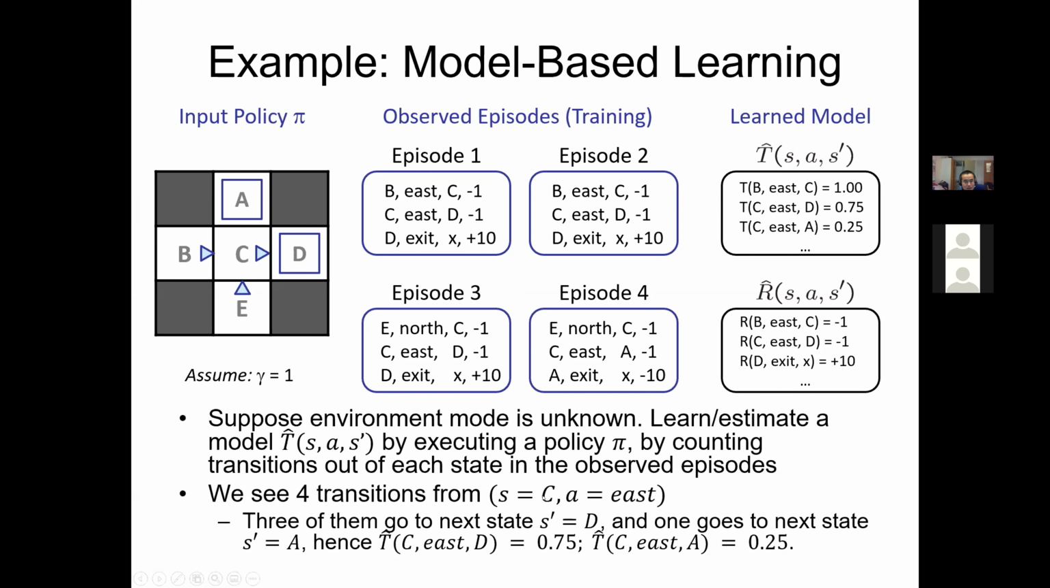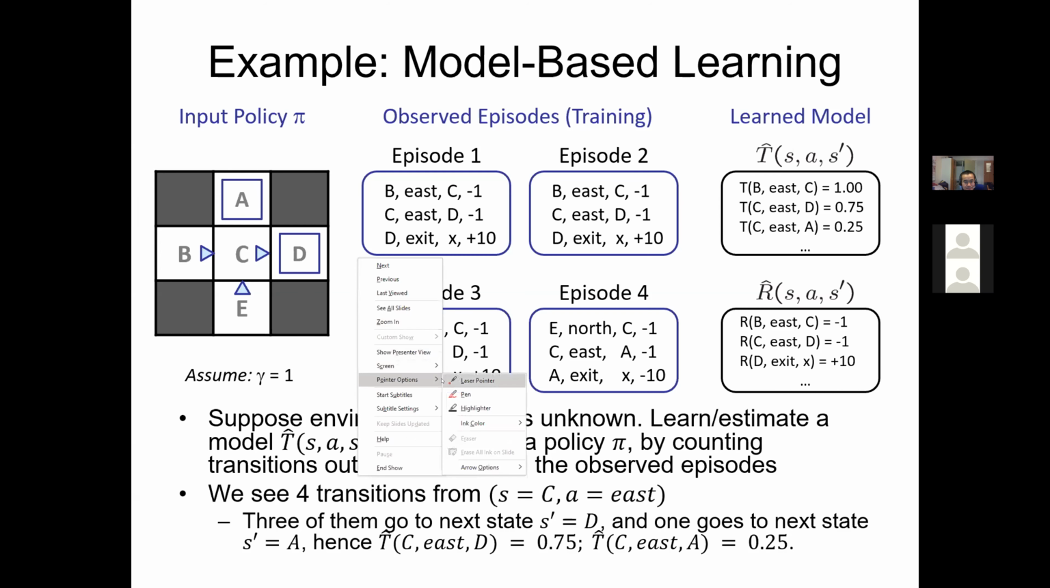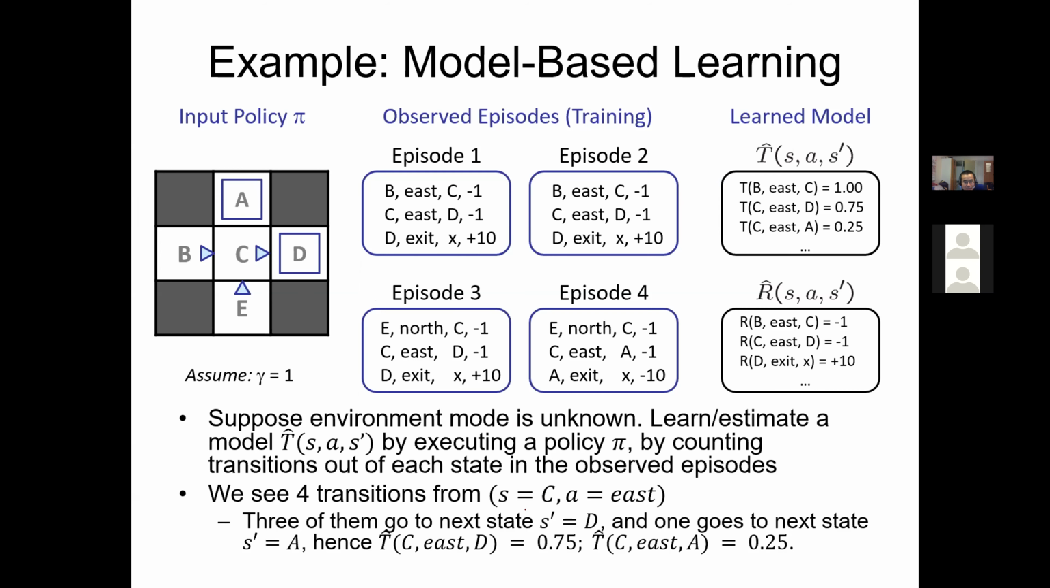So for example, starting from state C, we see 4 transitions, C east to D, C east to D, and so on. 3 of those go to D, and 1 goes to A. So we can estimate the probability of transitioning from C to D as 0.75, and transitioning from C to A as 0.25. So that's how you estimate the MDP.